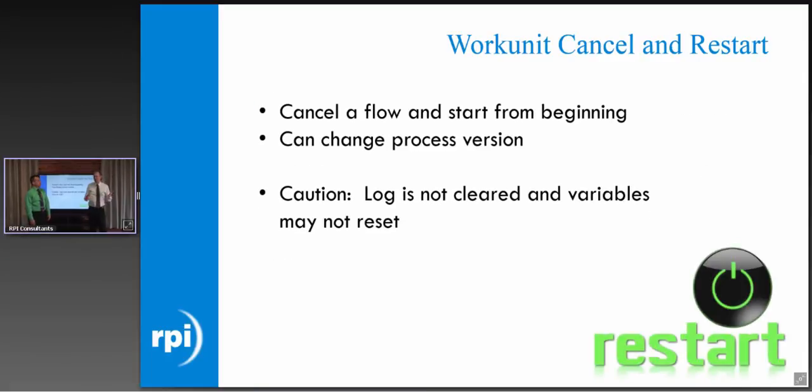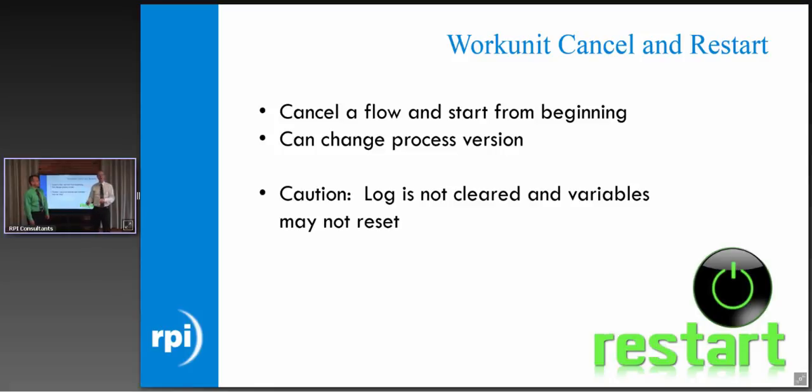What else can I do in IPA? I've got a work unit cancel and restart feature. For a work unit that's in progress, it's pretty easy through the Rich client to halt that. You can have it restart from the beginning. So if something's gone wrong, or if there is some prerequisite configuration that needs to be done, you don't have to ask your requester to go in and resubmit. As an administrator, you can restart a flow.